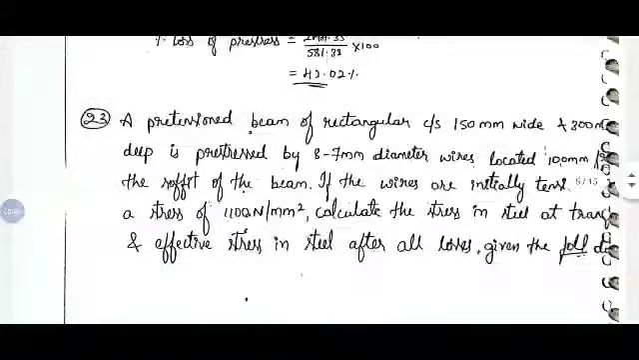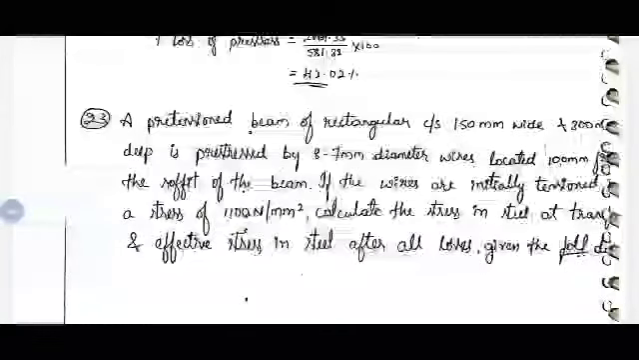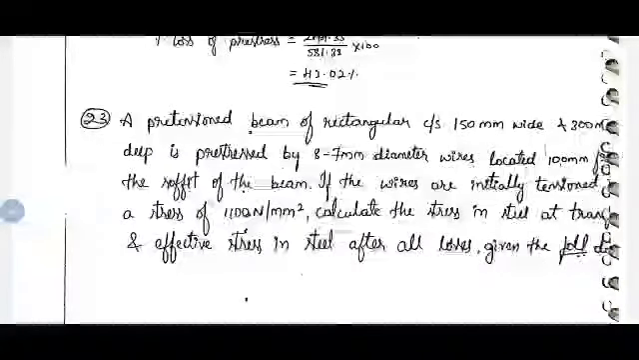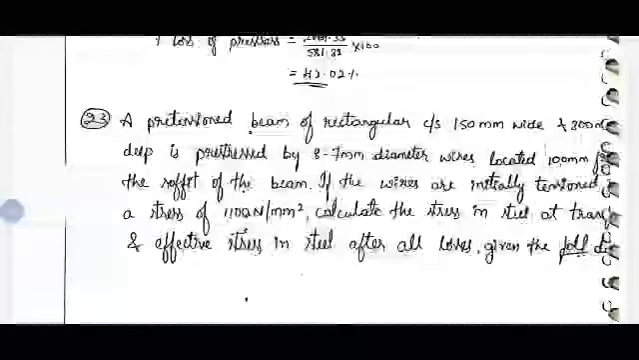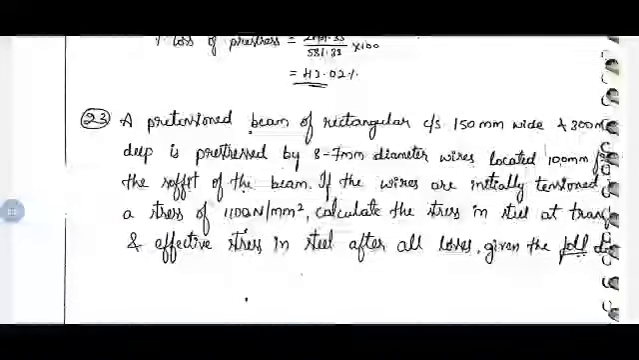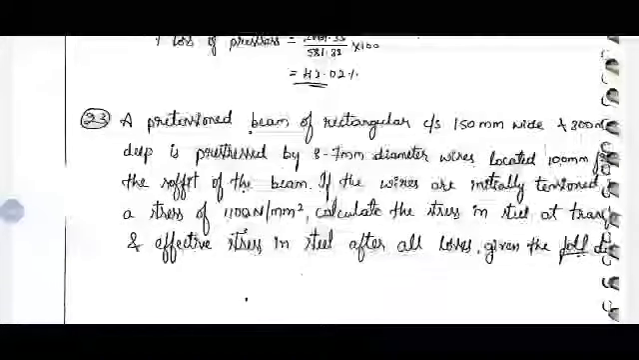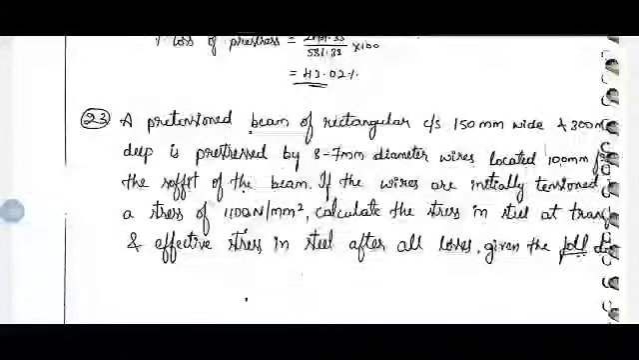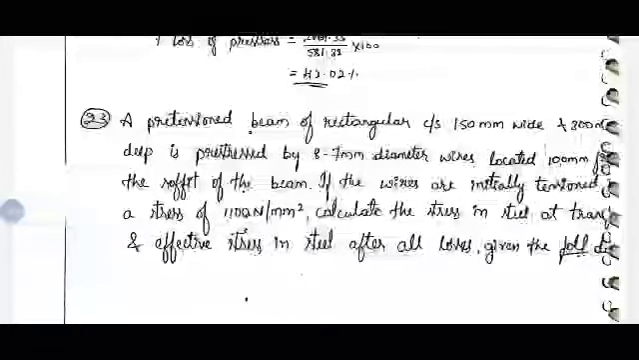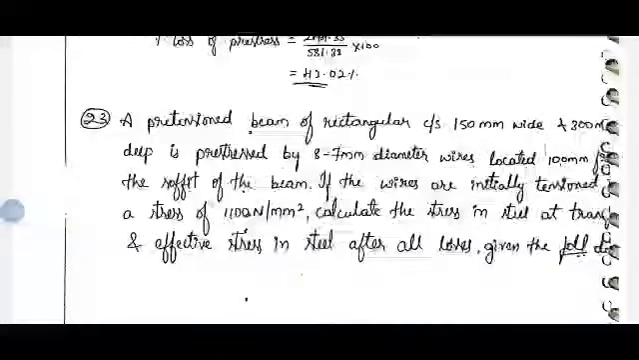Next problem: a pre-tensioned beam of rectangular cross section 150 mm wide and 300 mm deep is pre-stressed by 8 number of 7 mm diameter wires located at 100 mm from the soffit of the beam. If the wires are initially tensioned to a stress of 1100 Newton per mm square, calculate the stress in steel at transfer and effective stress in steel after all losses, given the following data.